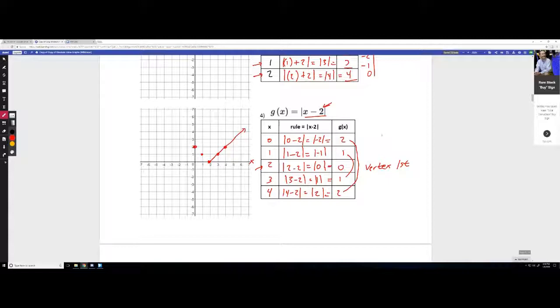We got our flying V. There we go. I'm going to try going down and towards the vertex. That's still terrible. It's supposed to be a straight line. There we go. All right, now that was for g of x.